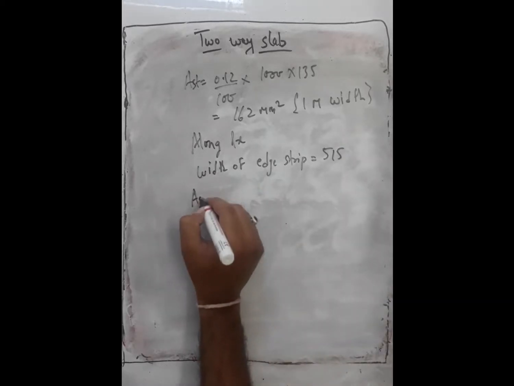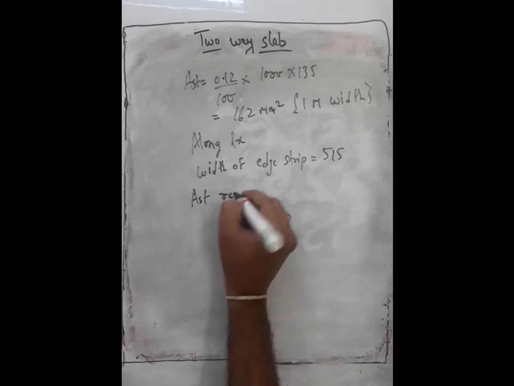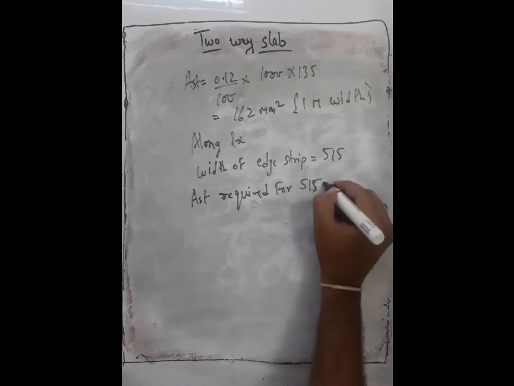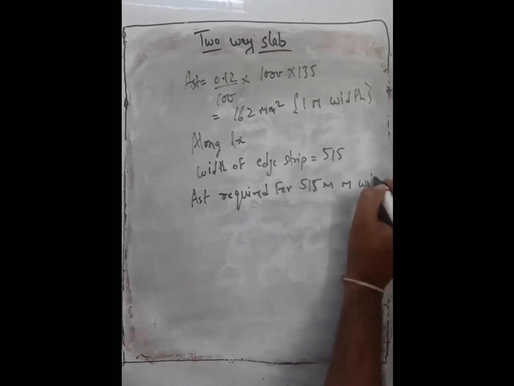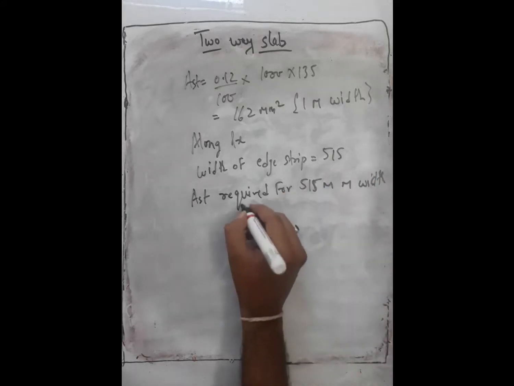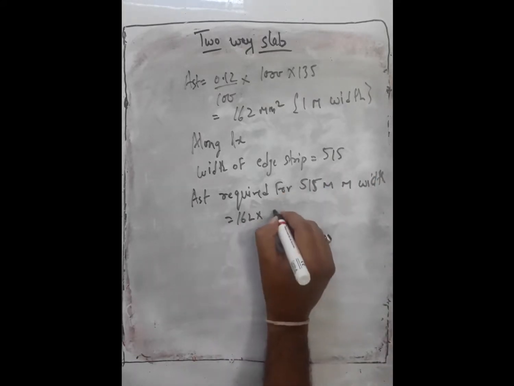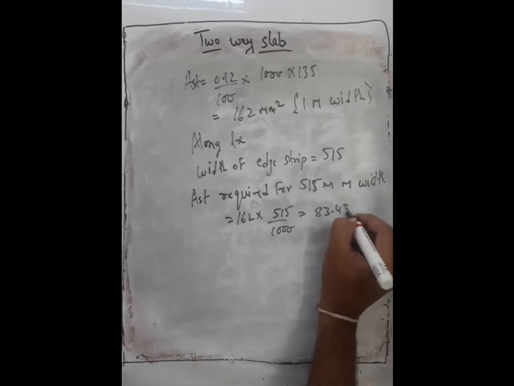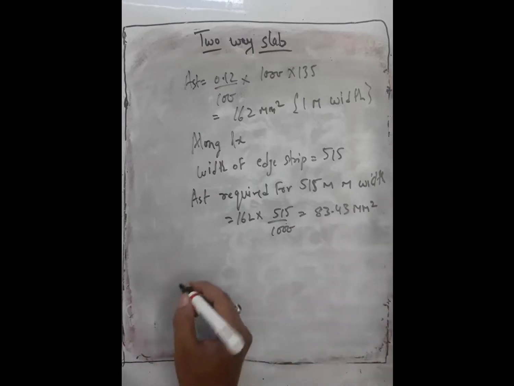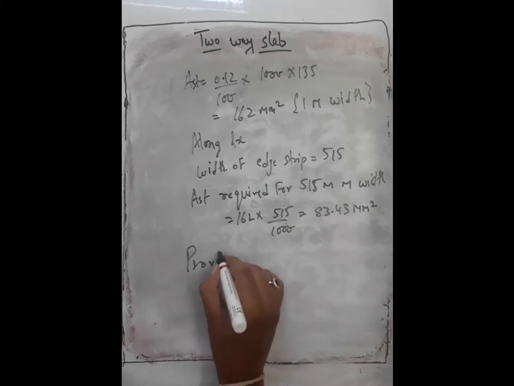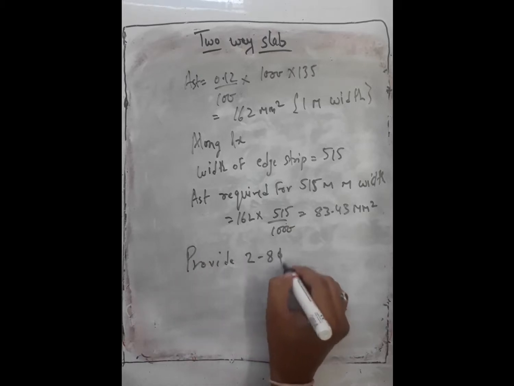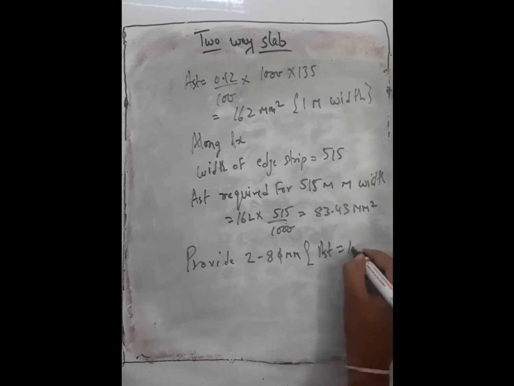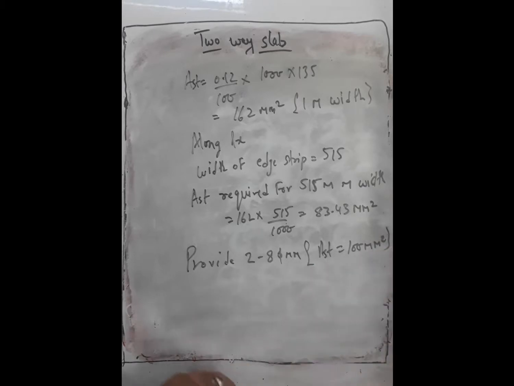Okay, so AST required for 515 mm width is equal to 162 into 515 divided by 1000, you get 83.43 mm square. Okay, so here we write: provide 2 bars of 8 mm dia and AST is equal to 100 mm square.